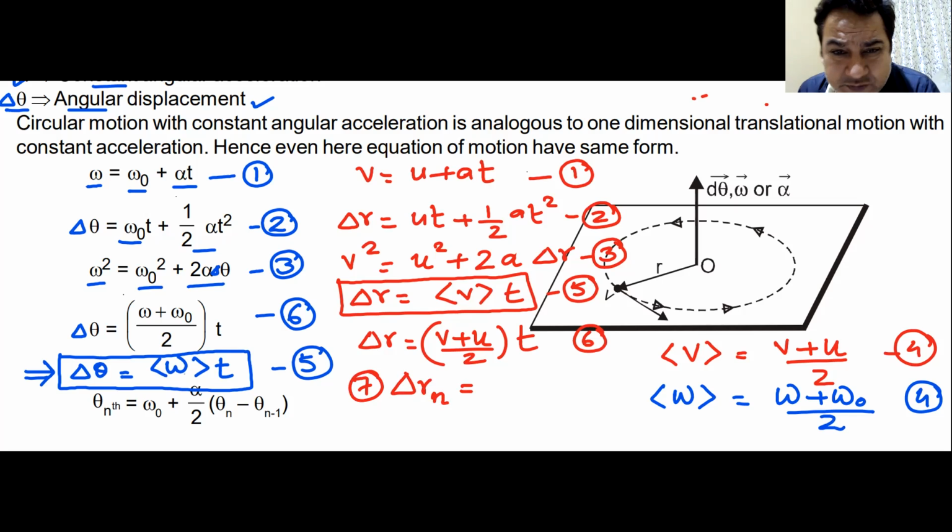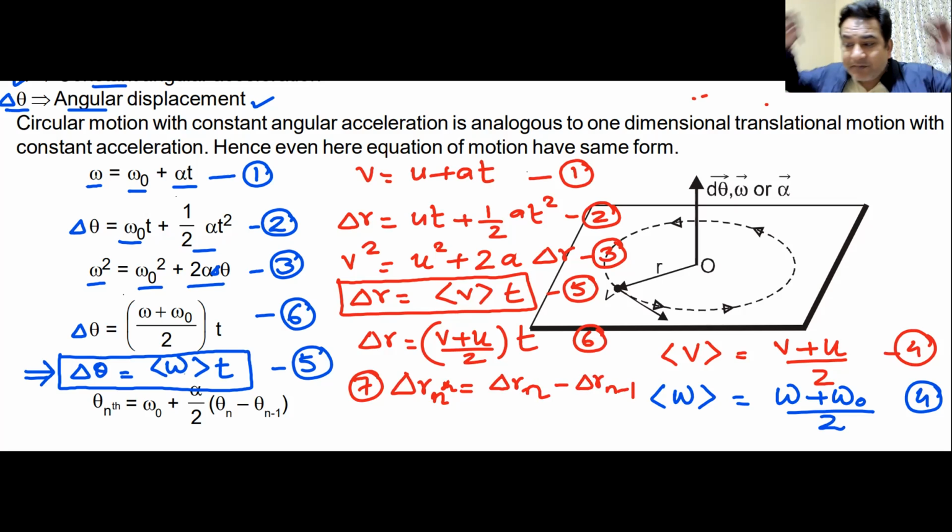And how do you find the displacement in the nth second? n can be 1, the first second; n can be 2, the second second, third, fourth, fifth, sixth, seventh second. In one particular second, how much is the displacement? Remember, the concept is very simple. It is the displacement of the particle in n seconds minus the displacement in n minus 1 seconds. Do we remember this, everyone?